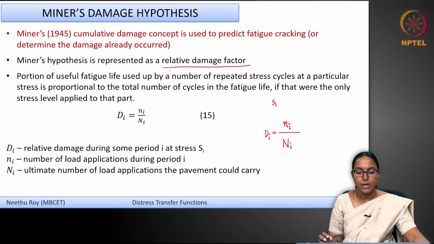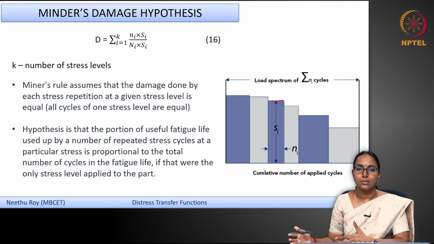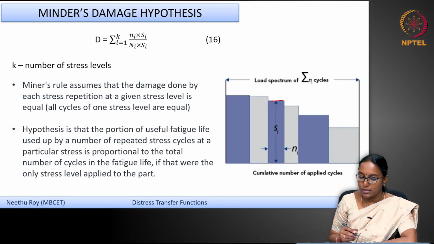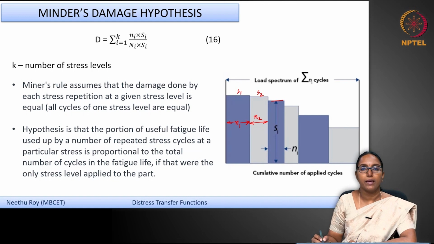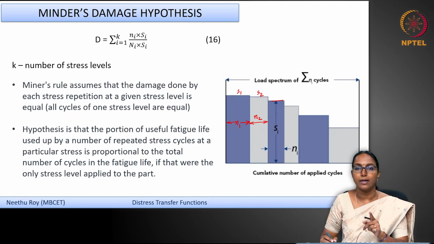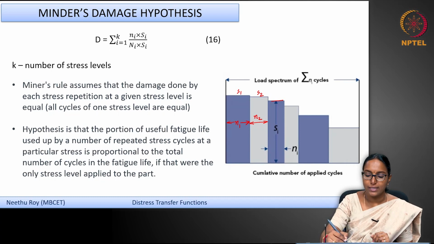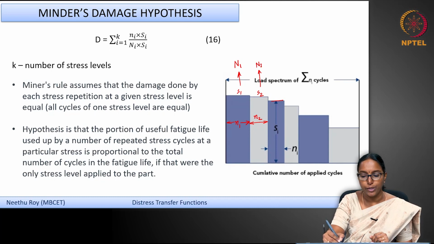Now, similarly, suppose you have loadings of multiple stress levels. Say for example, S1 is the first stress level and S2 is the second stress level, and at each stress level you have a different number of applications. n1 is the number of applications at stress level S1, n2 is the number of applications at stress level S2, and so on. Then for each stress level you should know the total number of applications of that alone which can lead to a failure. For example, for S1 it can be capital N1, and for S2 it can be capital N2, and so on.